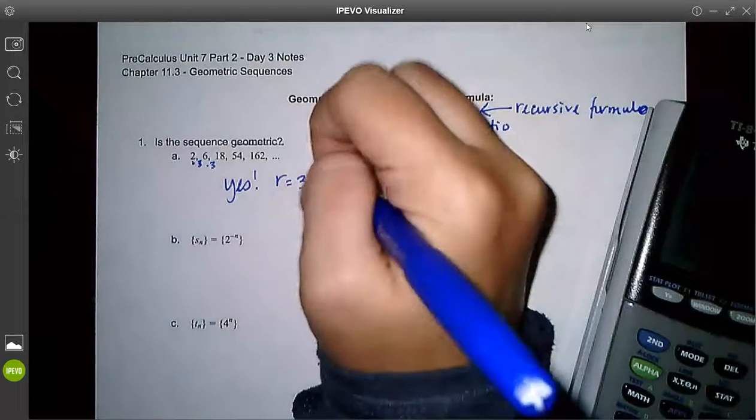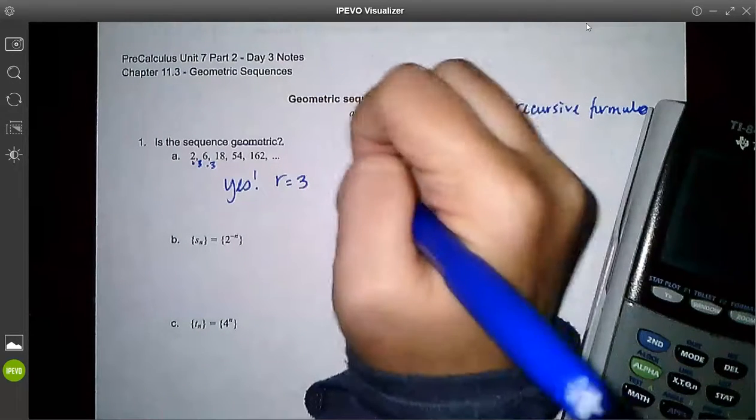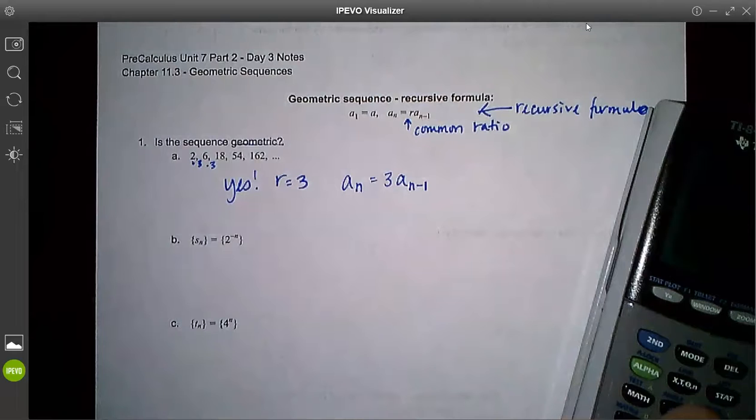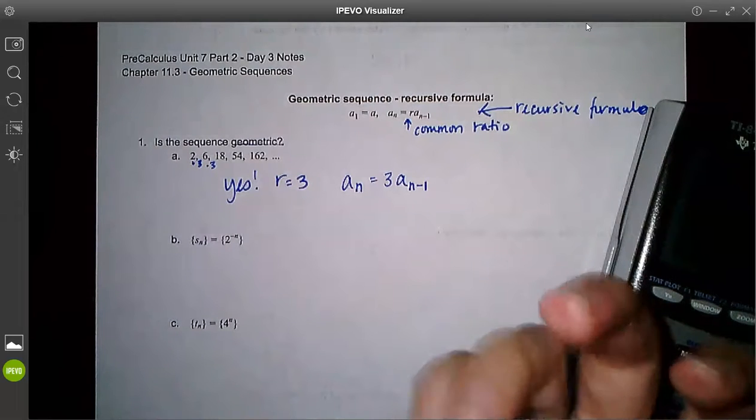So I can say, if I want the recursive formula, a sub n equals 3 times a sub n minus 1, which just means I'm multiplying each term by 3 to find the next term.